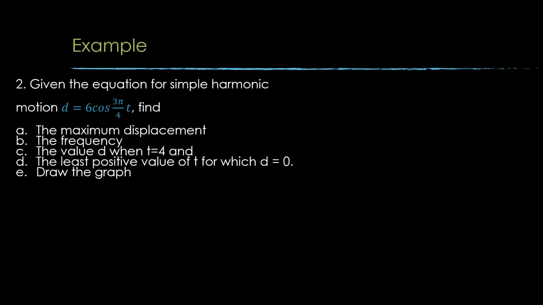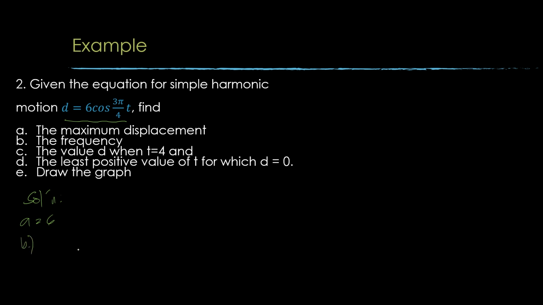Next example. We are given the equation, the function: D is equal to 6 times the cosine of 3 pi over 4 times t. We are to find the maximum displacement. For letter A, the maximum displacement is the amplitude. What's the amplitude? 6.